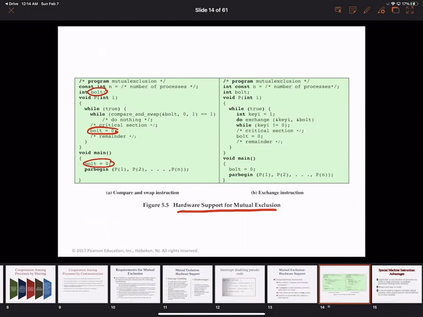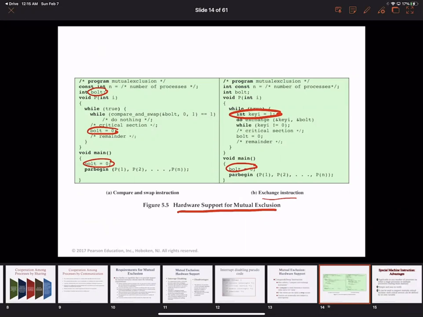In the graph on the right-hand side, we can see a mutual exclusion protocol based on the use of an exchange instruction. Also, the shared bolt value is initialized to 0. Each process uses a local variable key that is initialized to 1. The only process that may enter its critical section is the one that finds bolt equal to 0, and it excludes all other processes from the critical section by setting bolt to 1. When the process leaves its critical section, it resets bolt to 0, allowing another process to gain access.